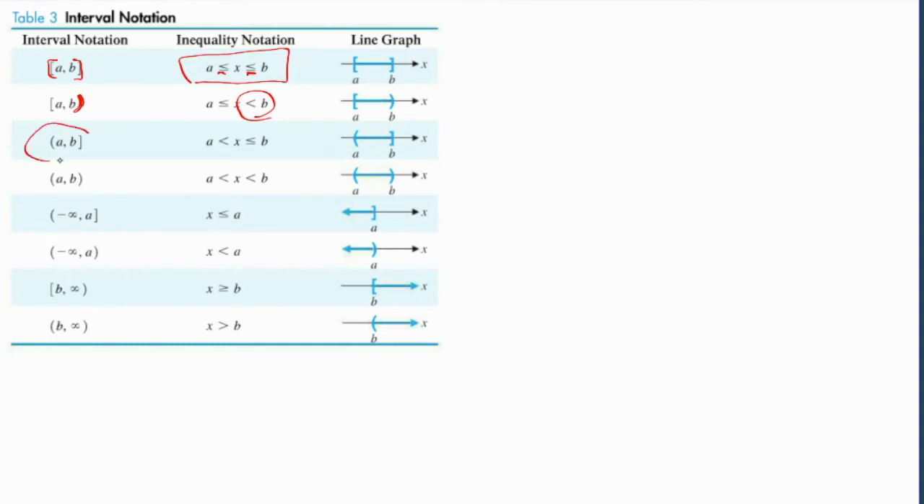And all of the examples below give you mixed brackets with parentheses and square brackets. Another note is that infinity can never have a square bracket because infinity is not a number, it is a concept. You can never contain infinity in a square bracket.